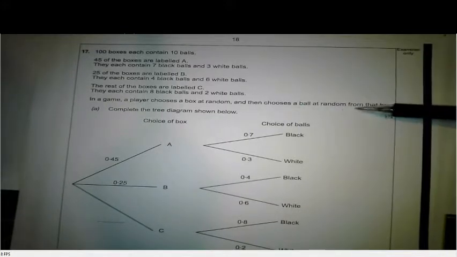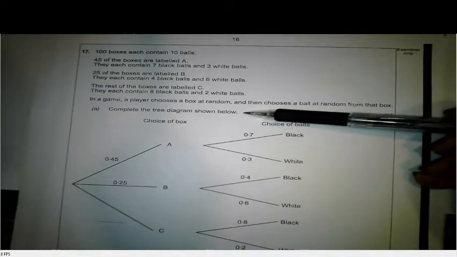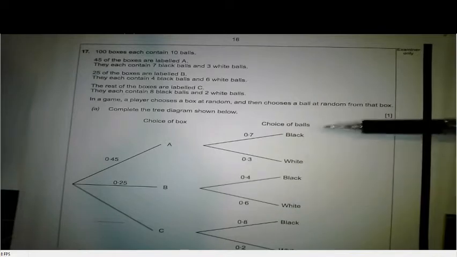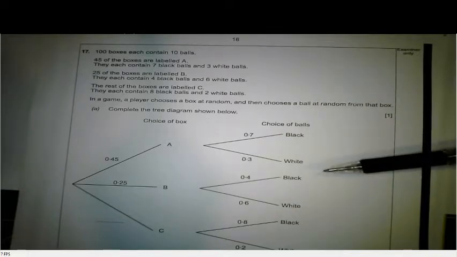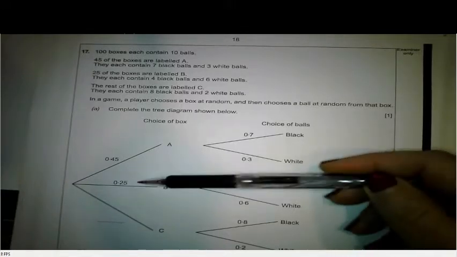In a game, a player chooses a box at random and then chooses a ball at random from the box. Complete the tree diagram shown below. Now, the tree diagram tells us the probabilities of all these things. It tells us that the probability of choosing box A is 0.45, which is 45 out of the 100 boxes. The probability of choosing box B is 25 out of 100 boxes.